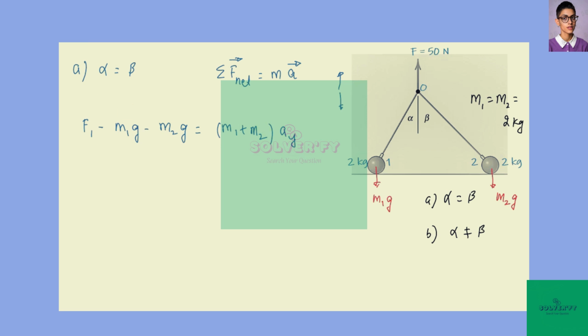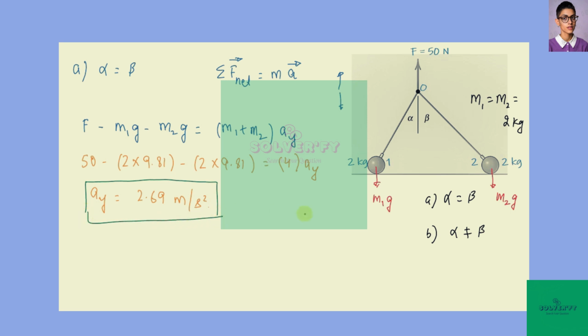Now from here we can easily calculate ay. So this F1 is basically this F only, so we can write F only. Now F we have 15 minus m1 is 2 times g, the acceleration due to gravity, whose value is 9.81, minus 2 times 9.81 is equal to m1 plus m2, which would become 4 times ay. So from here we'll get the value of ay to be nearly 2.69 meter per second squared. So this is the acceleration for the system.